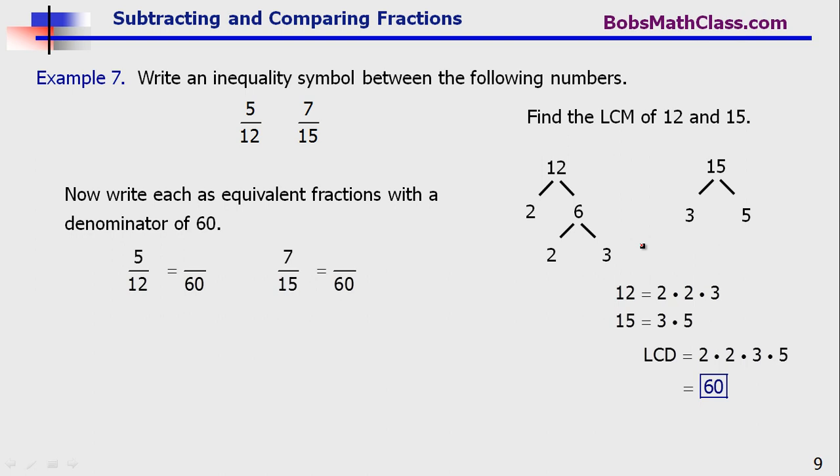Okay, so 12 times what number is 60? And try to be organized, like write the 5/12ths on the left and the 7/15ths on the right. So that will be times 5, and the 15 times 4 will be 60. So 5 times 5 is 25, and 7 times 4 is 28. So we've done it. We've changed them to equivalent fractions.